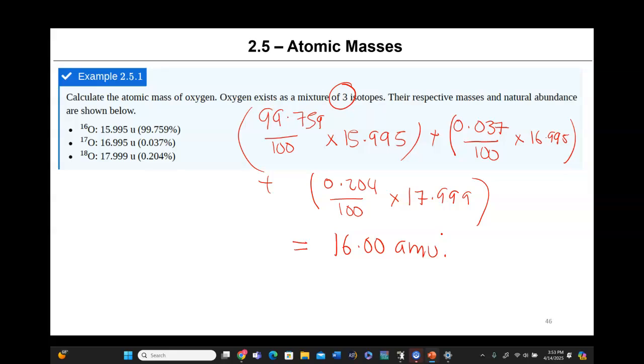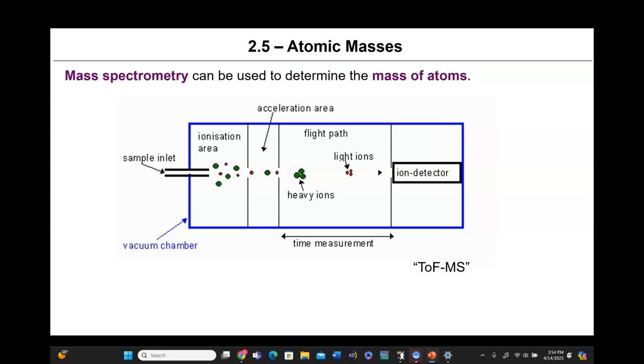Okay. So they're all kind of done the same, and you can always check your value in the periodic table. The answer that I've given there goes out to more digits, but if you round it off to 4, you get 16.00.